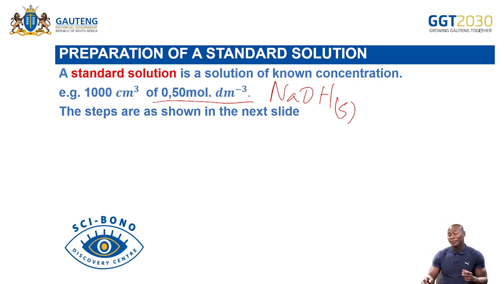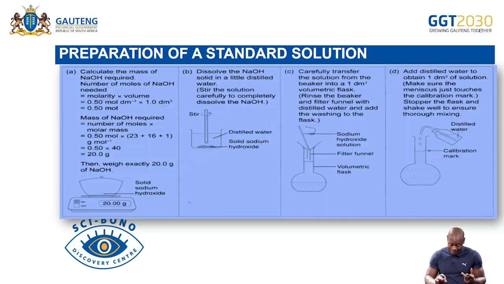The important apparatus that we need to prepare a standard solution: one, it's your mass scale. You need a mass scale, or we can say a mass balance, to measure the mass. You also need a volumetric flask. This is what we call a volumetric flask.